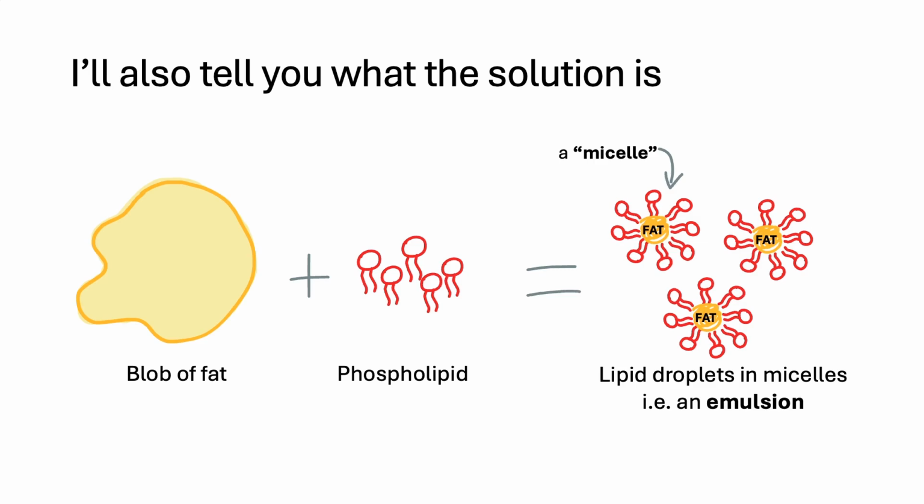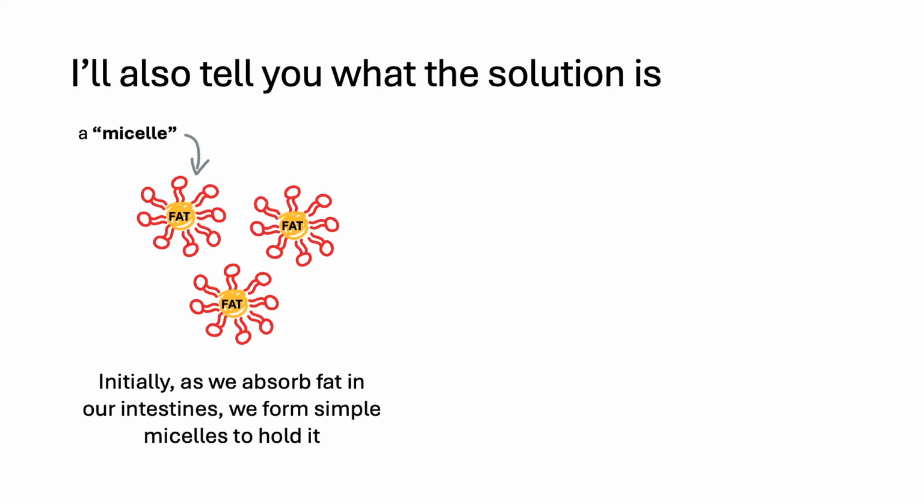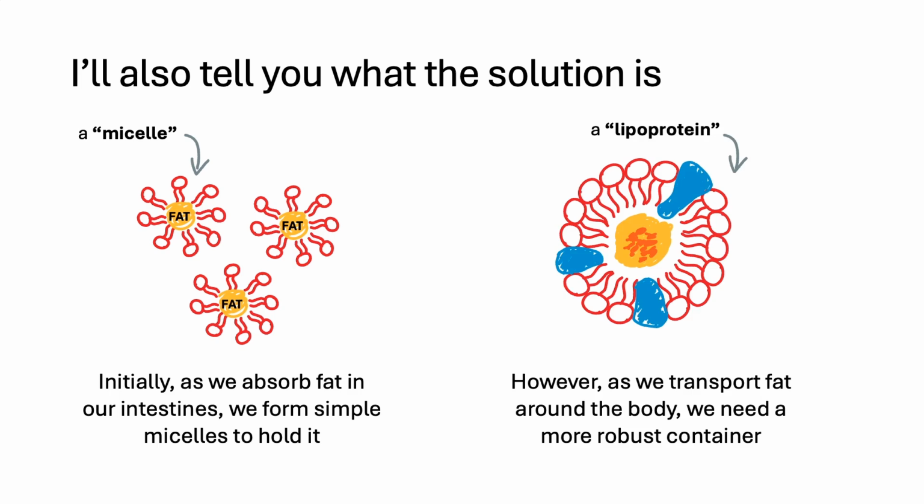So that's our solution. We're going to combine fat with phospholipids in order to transfer them. So initially, as we absorb fat in our intestines, we'll form simple micelles to hold them. But as we get more complicated and need to transfer this lipid from our guts to the rest of our body, to our muscles and our heart and our brain, what we need to do is to transport them around a more robust container. And so this is what we call a lipoprotein. This is a robust container to transport the fat around. And we'll talk lots about lipoproteins in just 1 second.